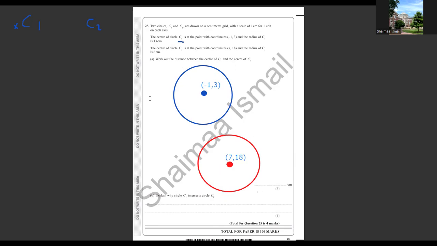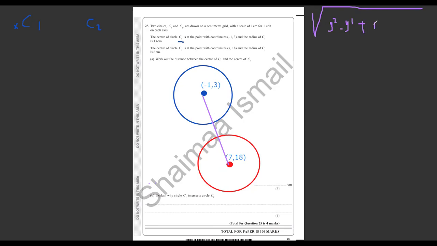So we need this line in between. All we do is apply the rule that a straight line between 2 points is equal to the square root of (y2 minus y1) squared plus (x2 minus x1) squared.